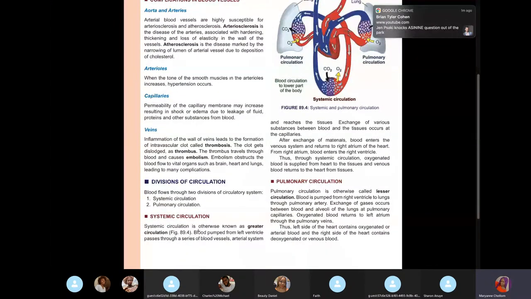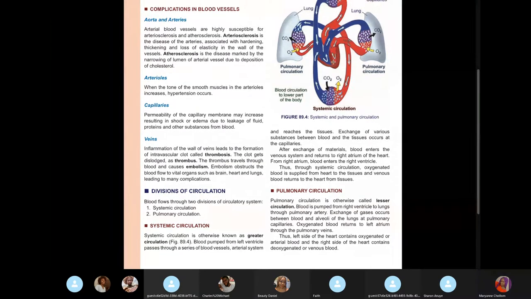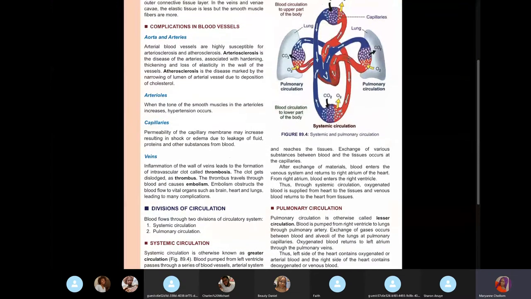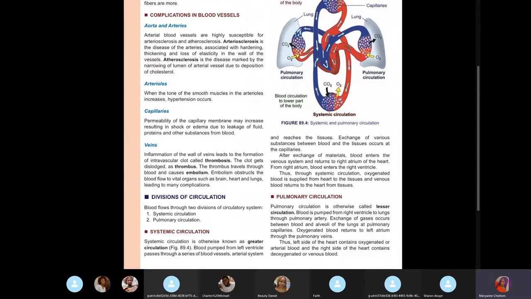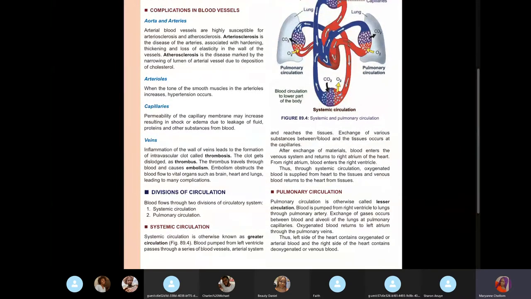Your systemic circulation is known as your greater circulation. What do I mean by the greater circulation? It's greater because your systemic circulation is responsible for the blood going through all your tissues in the body. What does it start from? It starts from your left ventricle, which pumps blood to the aorta. From the aorta, it spreads via the thoracic aorta, the descending aorta, and when we get to anatomy, we'll do the arteries. It will go to all parts of your body. So from the left ventricle to the arterial system, to the tissues, full stop.